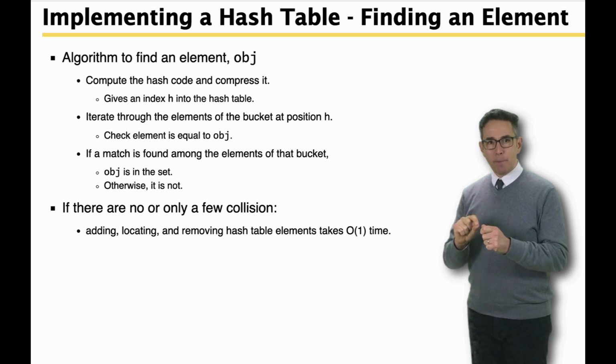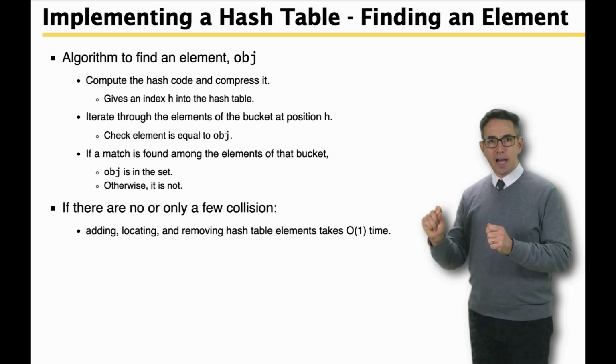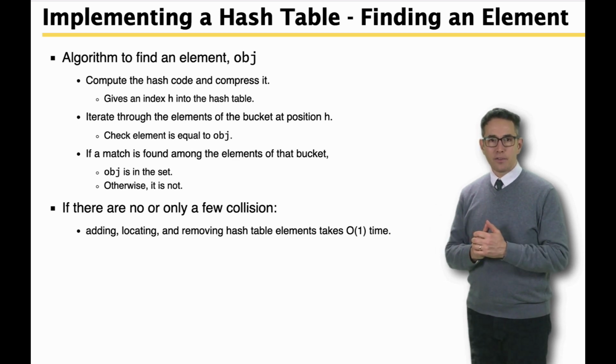So once we find out what bucket we're in, now we walk down this chain of nodes asking each one if it contains the object that we're looking for. If it does, we stop and we return true. If we get to the end of that chain and it's not present, then we stop and we return false. So either the match is in that chain or it's not.